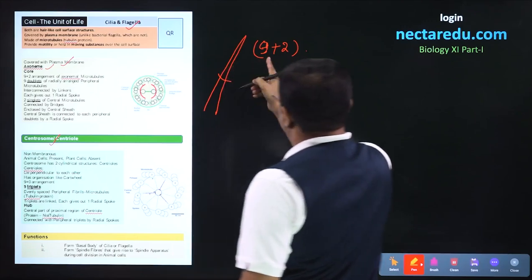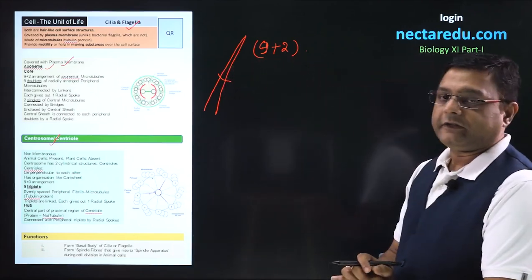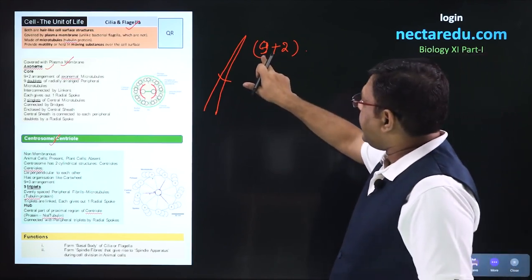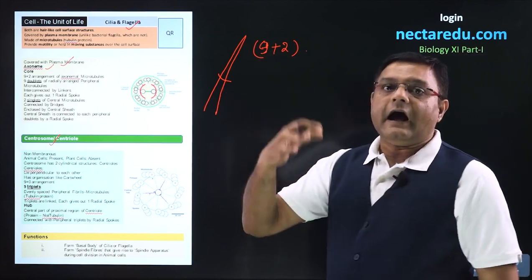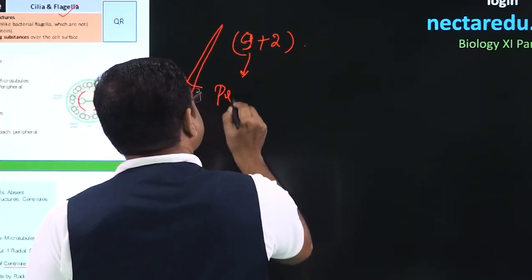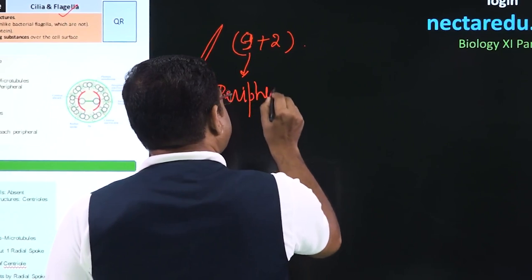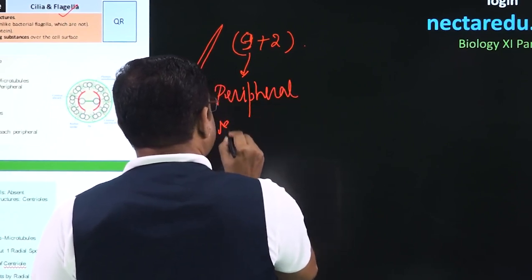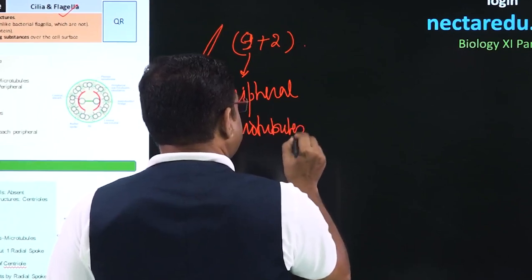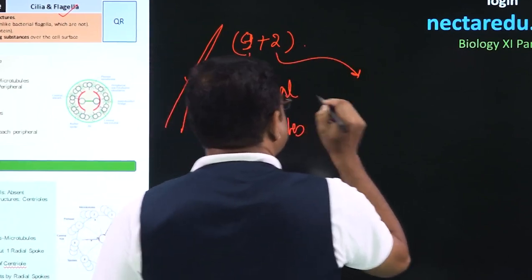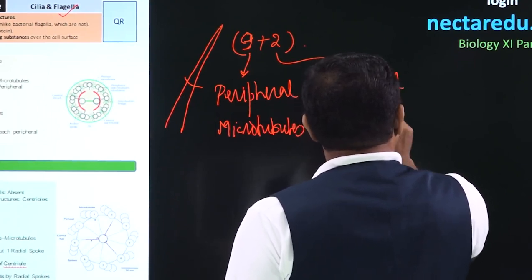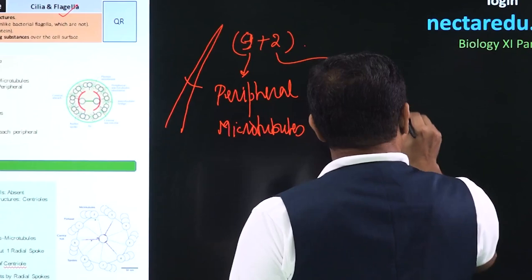2. So, what is this 9 and what is this 2? These are the number of microtubules. Now, 9 is the number which is present outside. So, these are peripheral microtubules. 2 microtubules are present in the center. So, it is central microtubule.